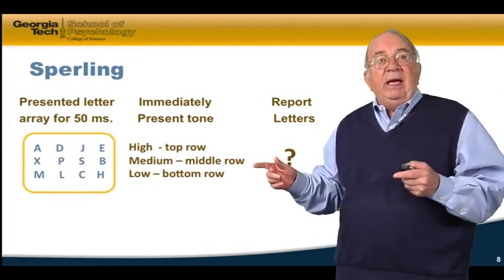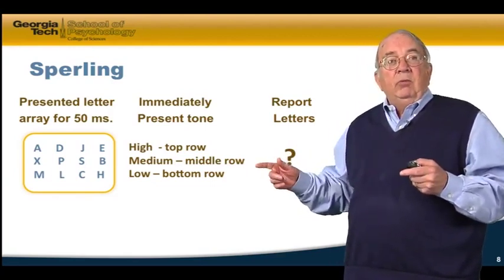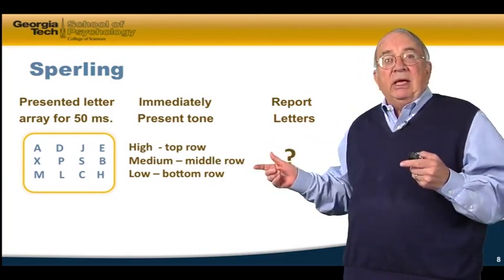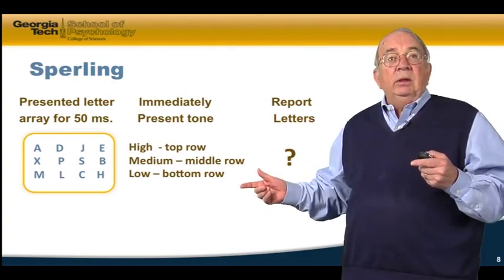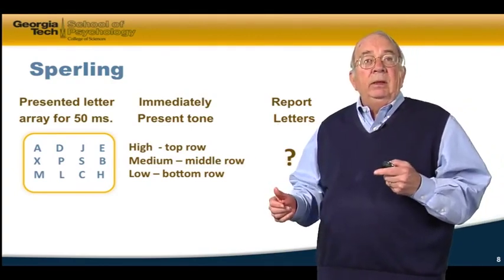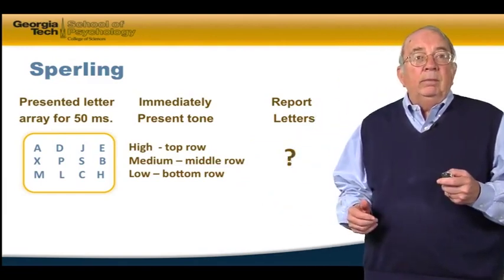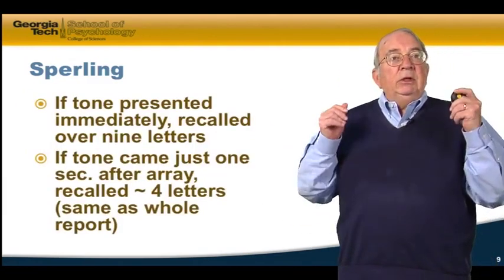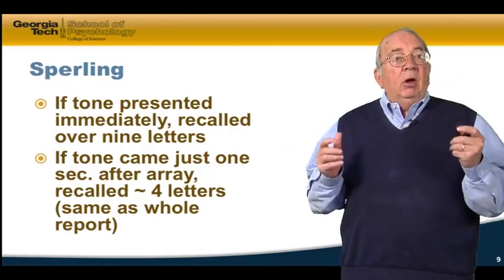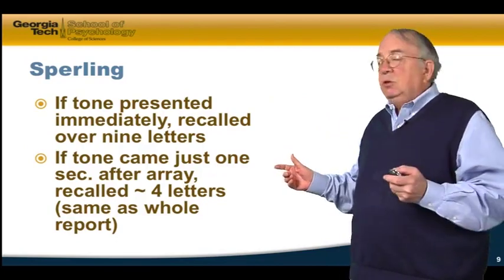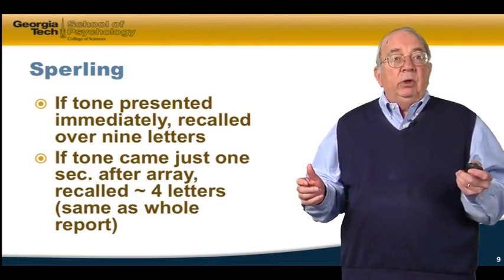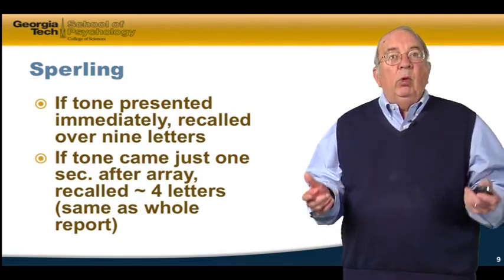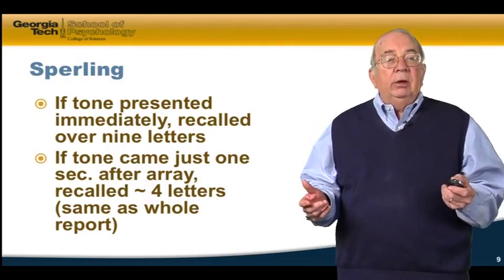In fact, if I delay the tone, rather than present it immediately, present it a second later, your recall goes down to what the total recall would have been out of sensory memory, 3 or 4. So the tone is presented immediately, you recall over 9 letters. If the tone is just 1 second after the array, you recall the same number of letters you would have recalled if you just reported whole report right after the array occurred.